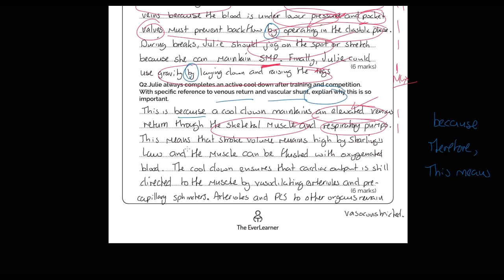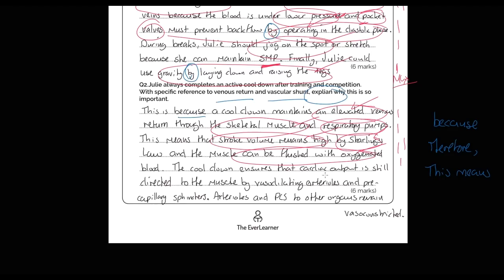This means, there's my language, that stroke volume remains high by Starling's law. So stroke volume remains high, Starling's law. And the muscle can be flushed with oxygenated blood. So we're talking about the muscle remaining flushed as a result. Now, I may have a submax here because I'm perhaps getting too many marks for venous return, not enough for vascular shunt, but let's just keep going.